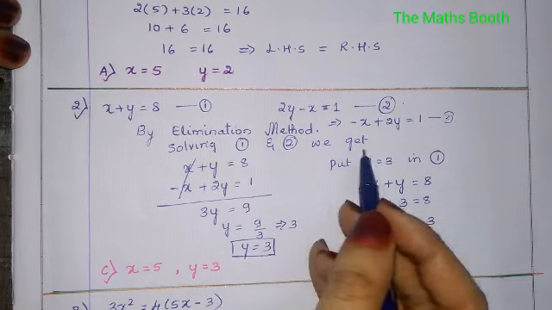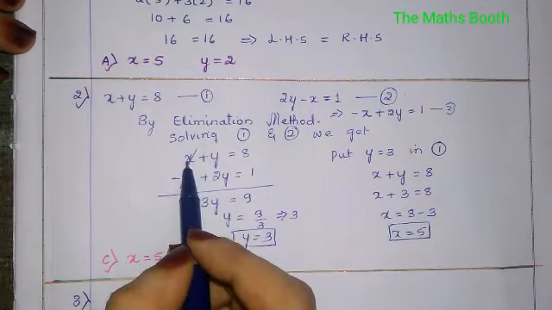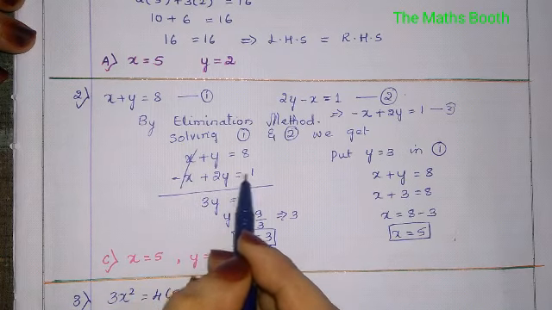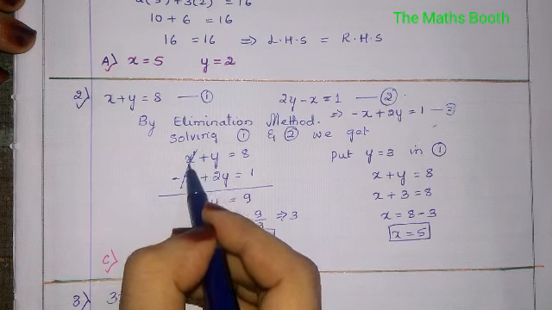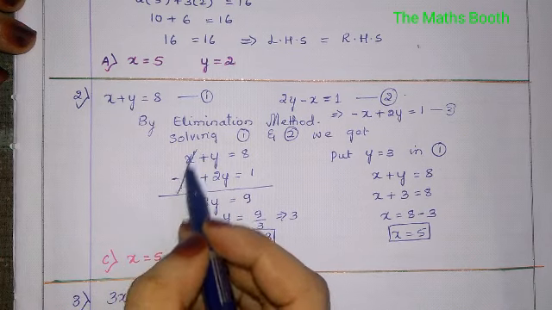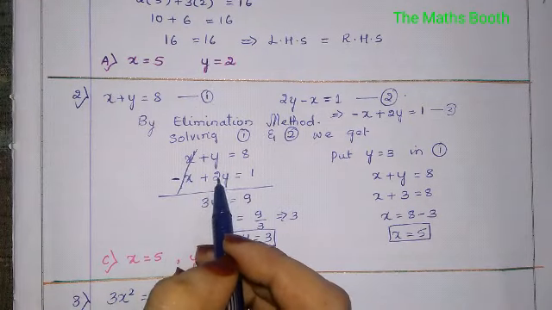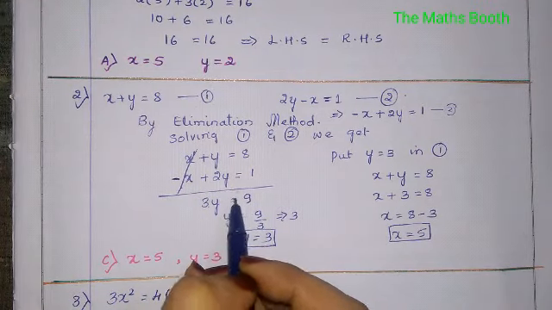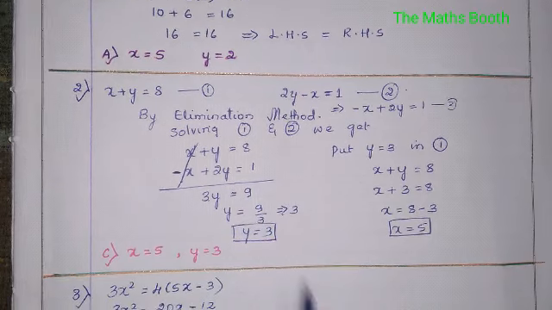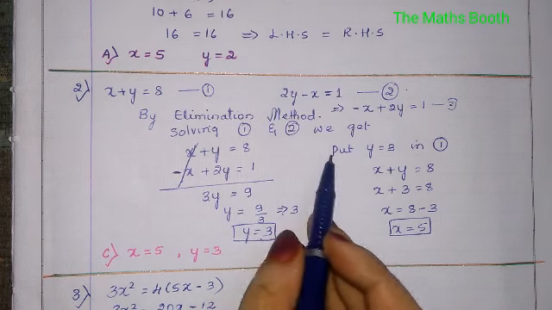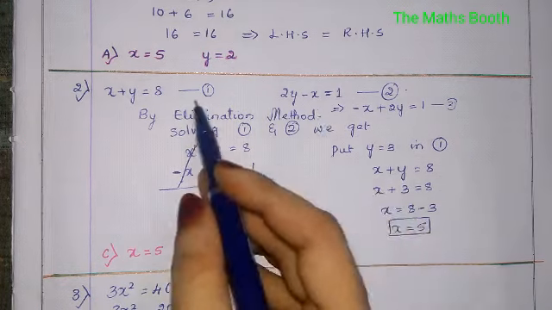Now solving 1 and 2 we get, x plus y is equals to 8, minus x plus 2y is equals to 1. x gets cancelled because plus 1 and minus 1 cancel. So 2y plus y, 3y, 8 plus 1, 9, y is equals to 9 by 3, that is y is equals to 3. We got one value, so put y is equals to 3 in any one equation.